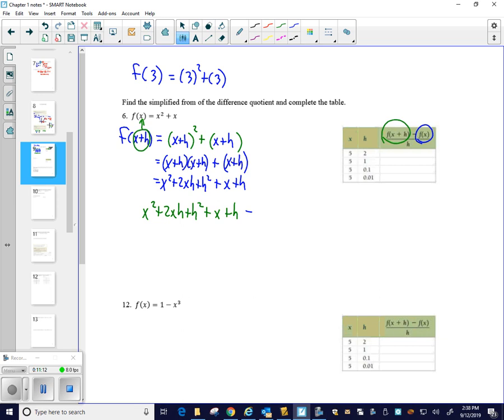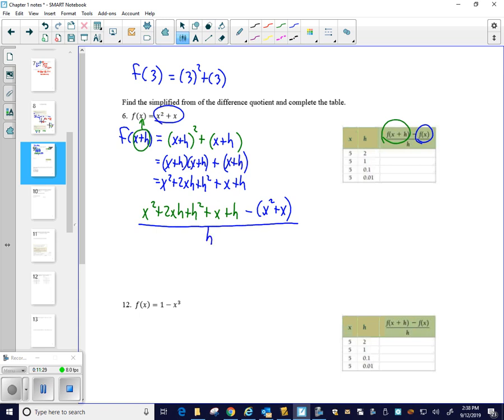Well, f of x is given to us. f of x is this stuff right here. So I have to subtract that. I'm going to put it in parentheses because it is an entire quantity of something. And then I have to divide that whole thing by h.